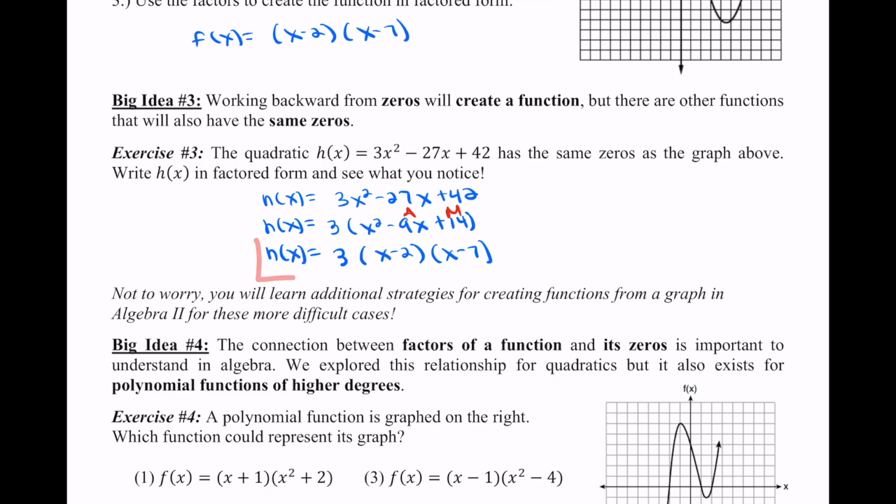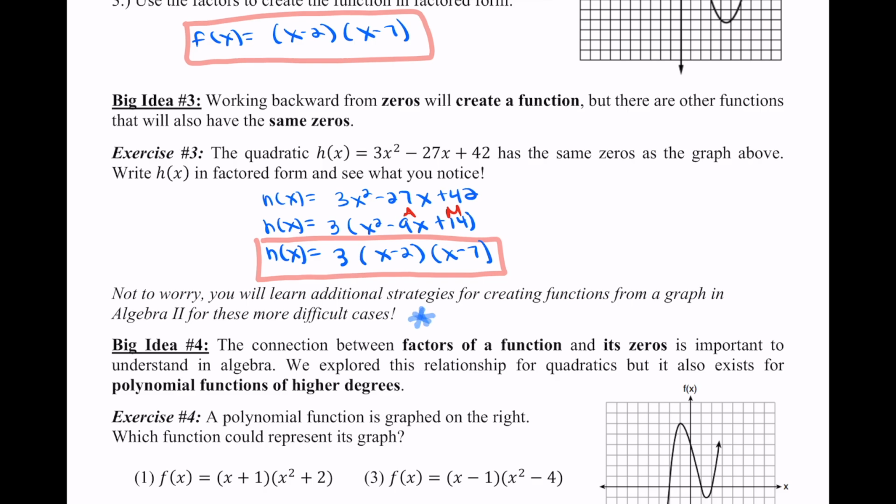So comparing the two factored forms of h of x and f of x from up above, we see that both of those functions would have the same zeros. So you might be saying to yourself then, how do I know if my factored form actually matches the graph? So the emphasis in our course is you just have to create possible functions based on the zeros.